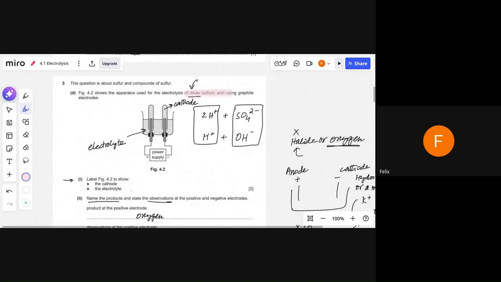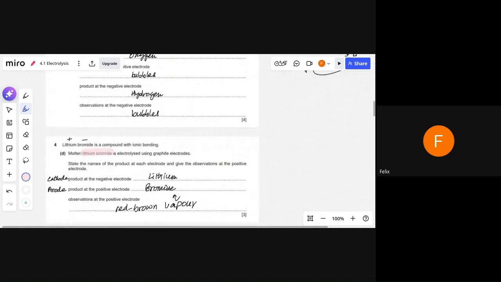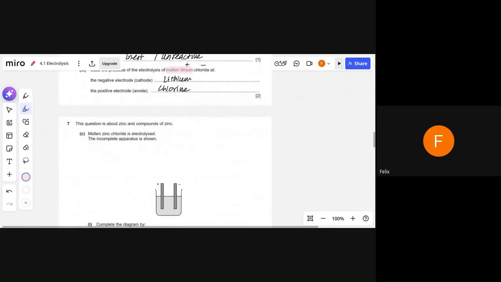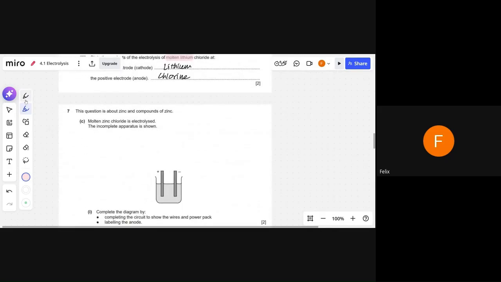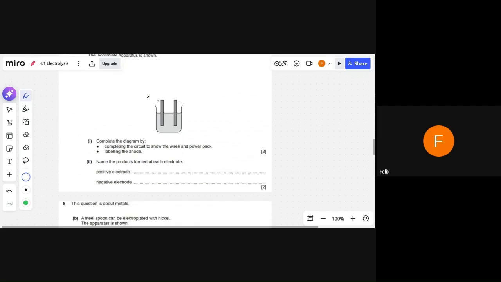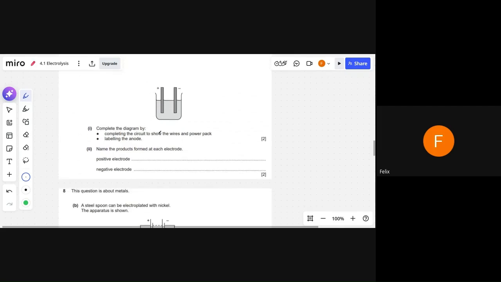So this is the topic that you must practice, and make sure that you understand this 100%. Question number 7 is about zinc and compounds of zinc. Molten zinc chloride is electrolyzed, and the incomplete apparatus is shown. Complete the diagram by completing the circuit to show the wires and power pack and labeling the anode.